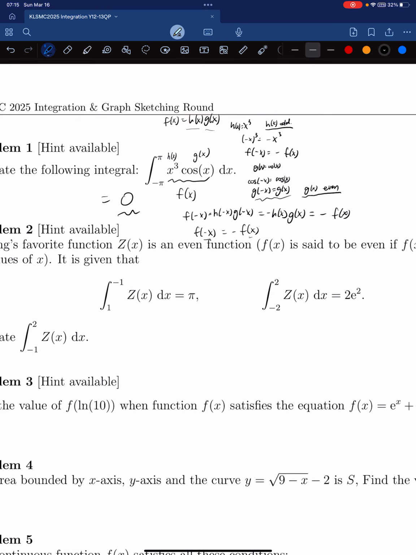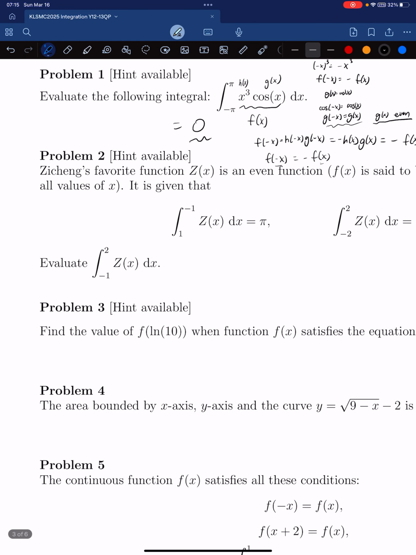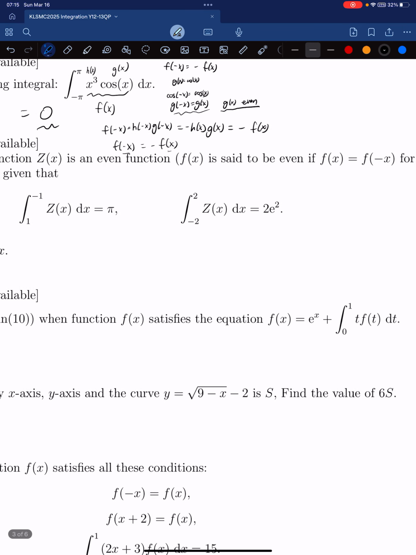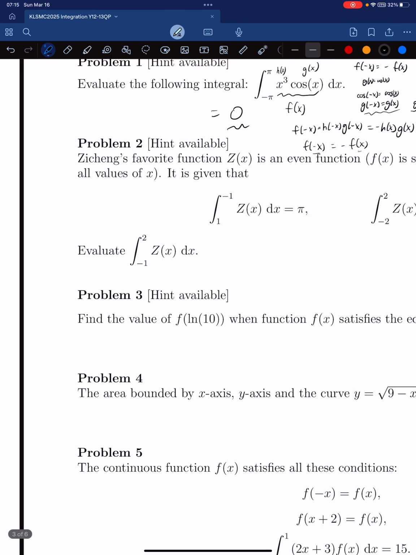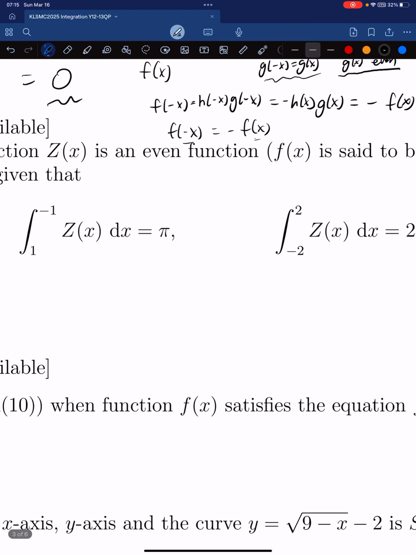All right, let's see question 2. Zicheng's favorite function, yep, that's me. Z of x is an even function. A function f of x is said to be even if f of x equals f of negative x for all values of x, and we're given these two properties.